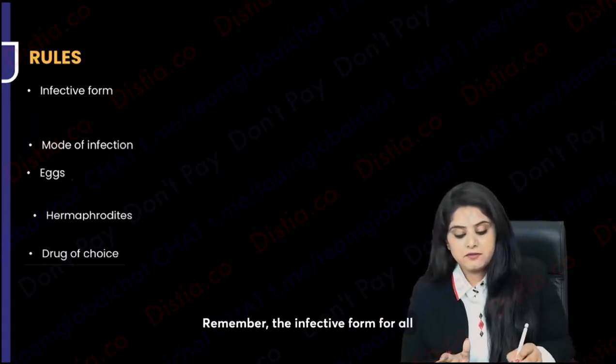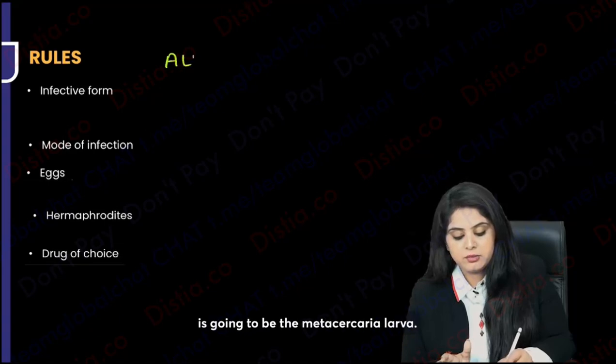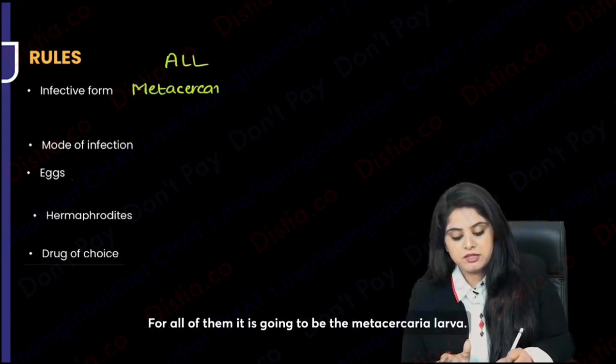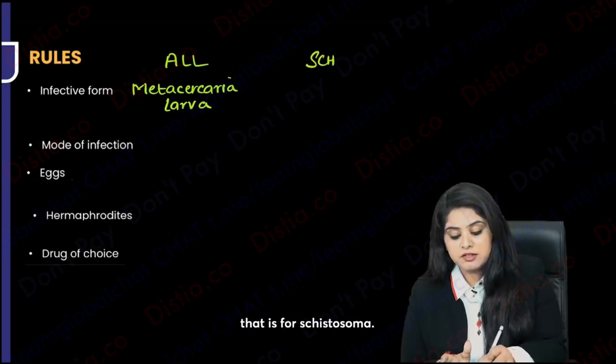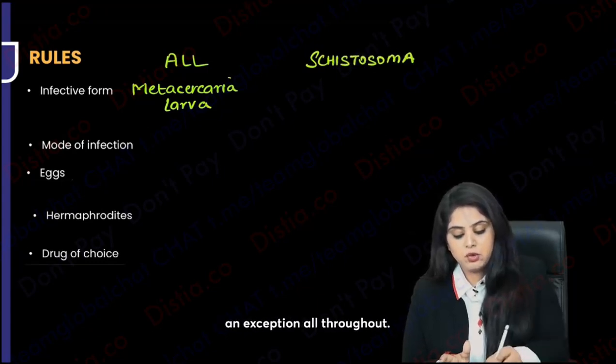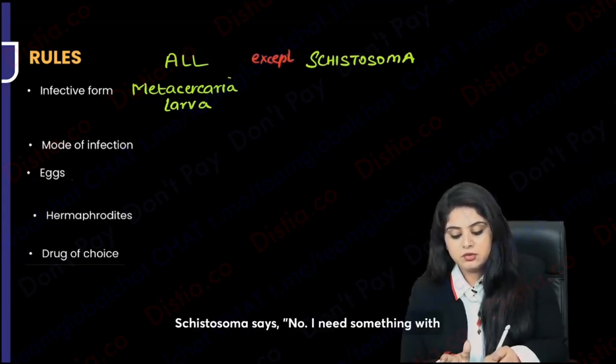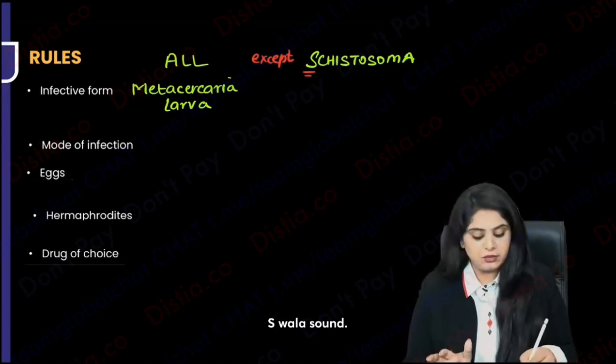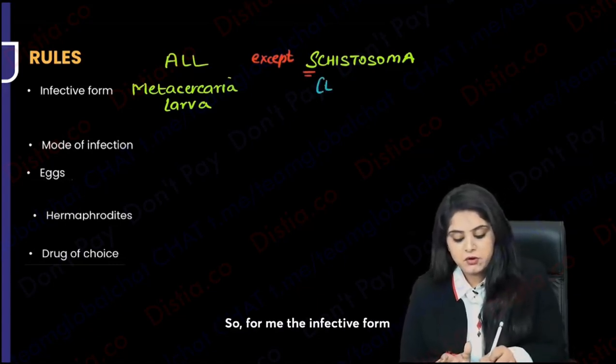Remember, the infective form for all is going to be the metacercaria larva. For all of them, it is going to be the metacercaria larva. However, if you ask me what it is for Schistosoma, Schistosoma is going to be an exception all throughout. Schistosoma says, no, I need something with an S sound. So for me, the infective form is going to be the cercaria larva.